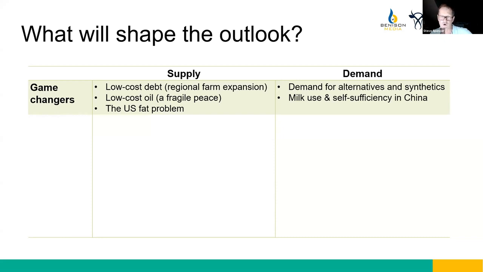I would look to Eastern Europe, I would look to some of the CIS, some parts of South America where the environment might be more suitable. So where that occurs, I think, is potentially going to change the supply side. Low-cost oil is a very fragile piece in the oil market, so just how that holds will be interesting to watch. And I think the US has a fat problem.